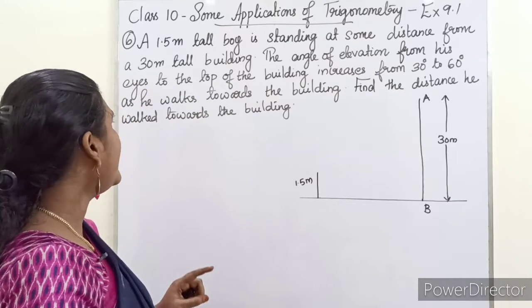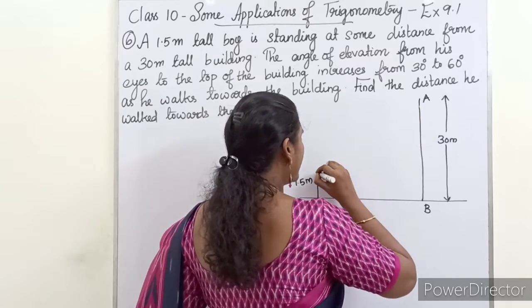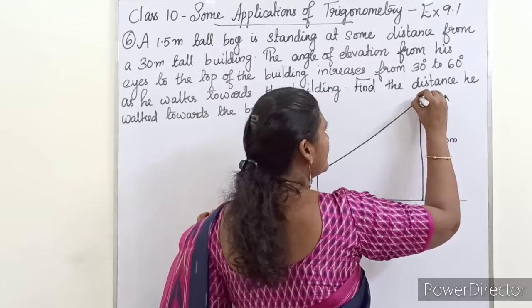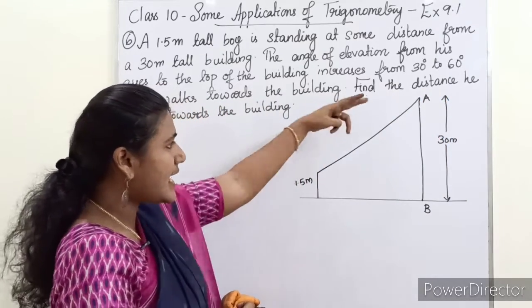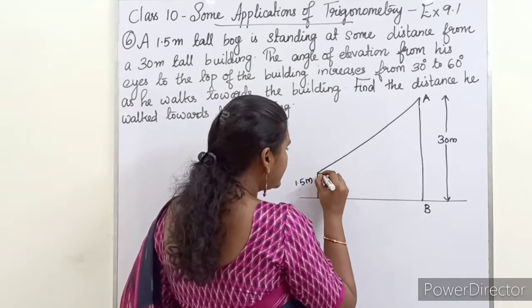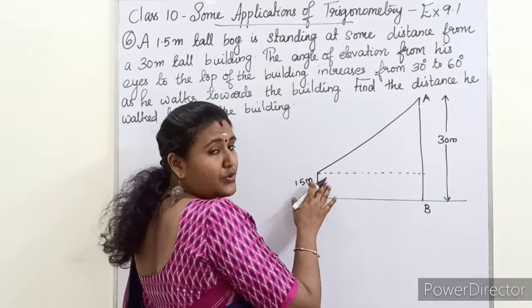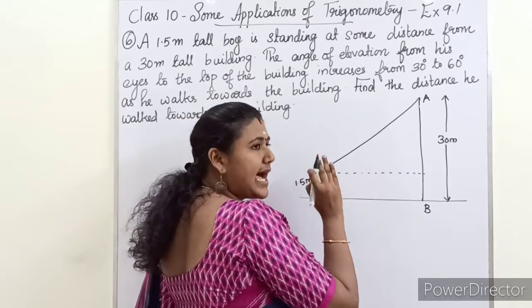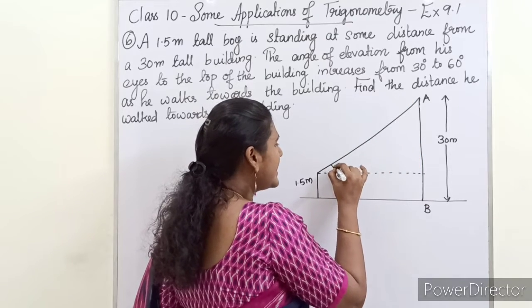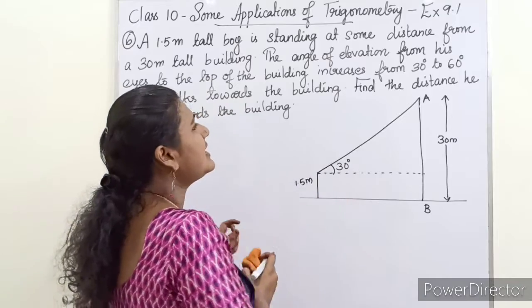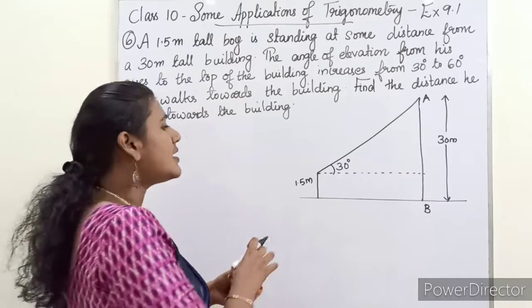The angle of elevation from his eyes to the top of the building. So the boy is observing the top of the building. The angle of elevation from his eyes to the top of the building increases from 30 degree to 60 degree. You know what the angle of elevation is, it is the angle between the line of sight and the horizontal level. So this angle is 30 degree initially and it increases from 30 degree to 60 degree as he walks towards the building.